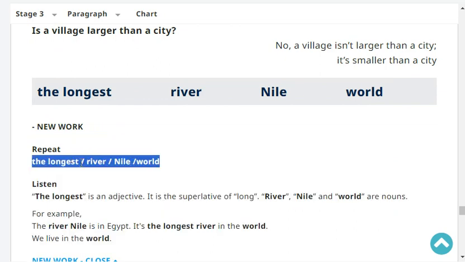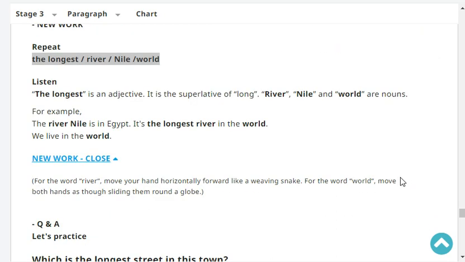The longest. River. Nile. World. Okay, Nile is a river in Egypt. Listen, the longest is an adjective. It is the superlative of long. Long, longer, longest. River, Nile, and world are all nouns. For example, the river Nile is in Egypt. It's the longest river in the world.